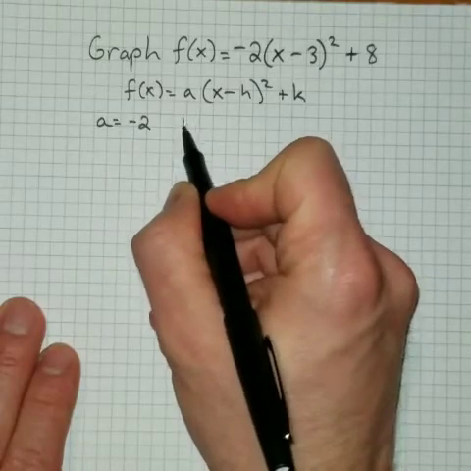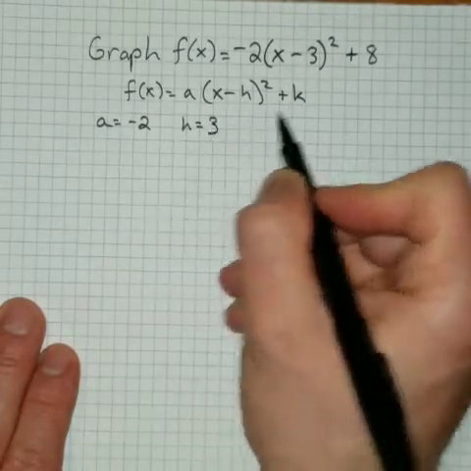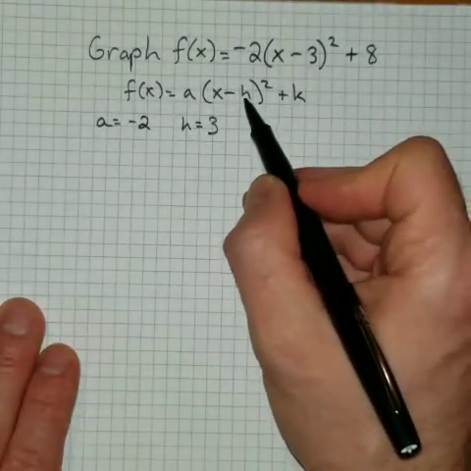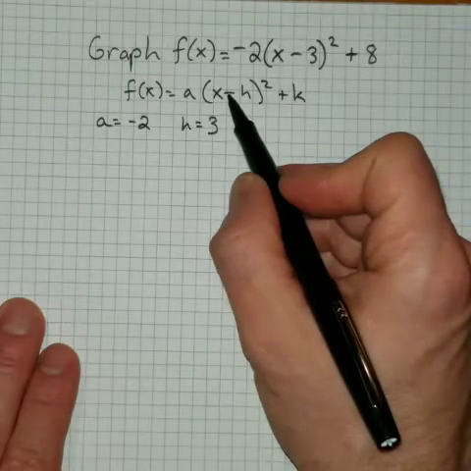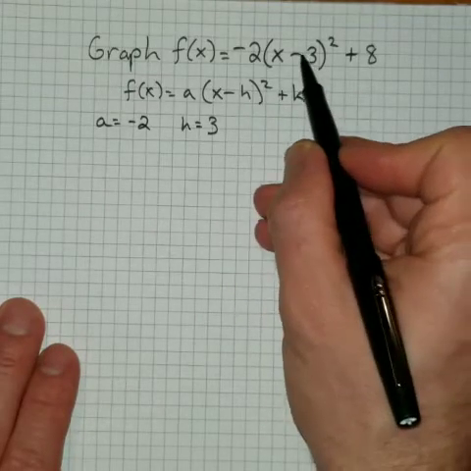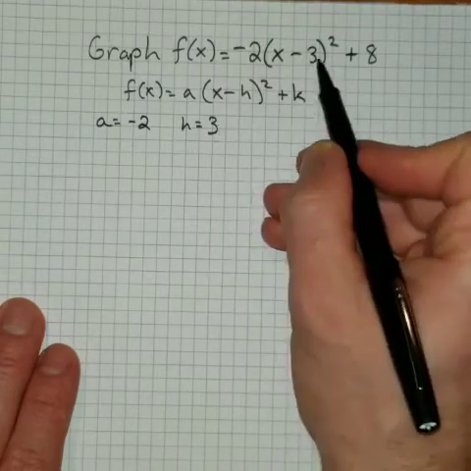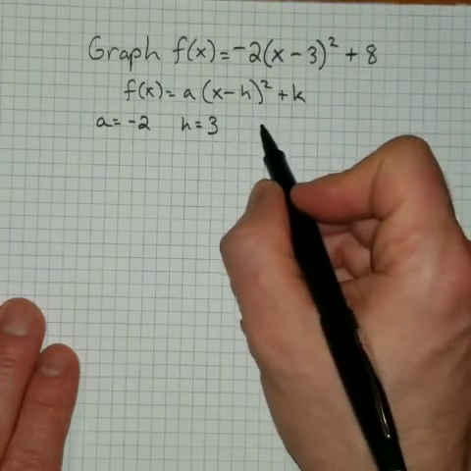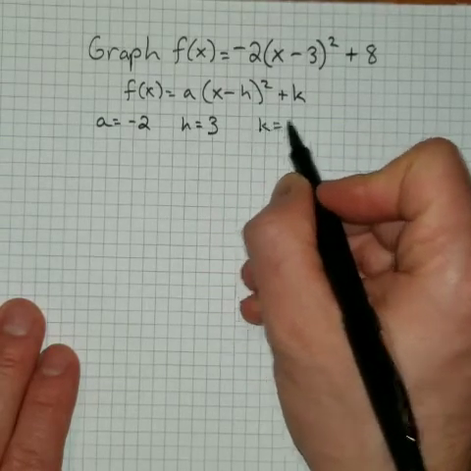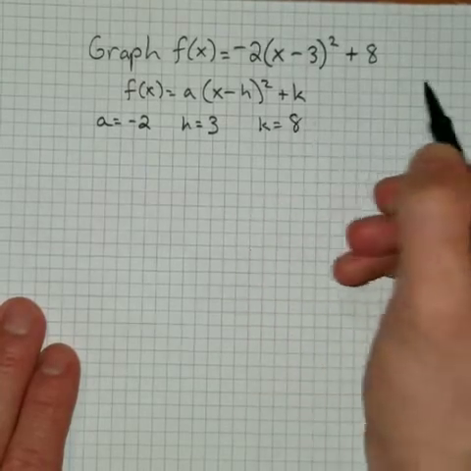The h is going to be 3. Now notice I changed the sign because the minus doesn't come along with the h. Okay, so you take the positive value, change the sign as you bring it out, and then the k value is whatever's on the outside there, that's your 8.